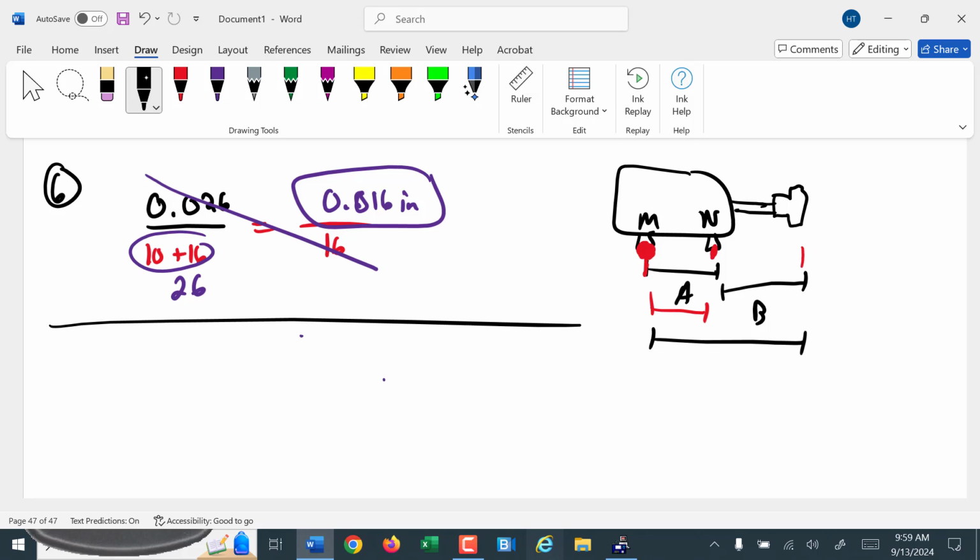Did you plug it in wrong somehow? What'd you have? 0.0165, but I didn't add 10 and 16 together. Okay. Sure.